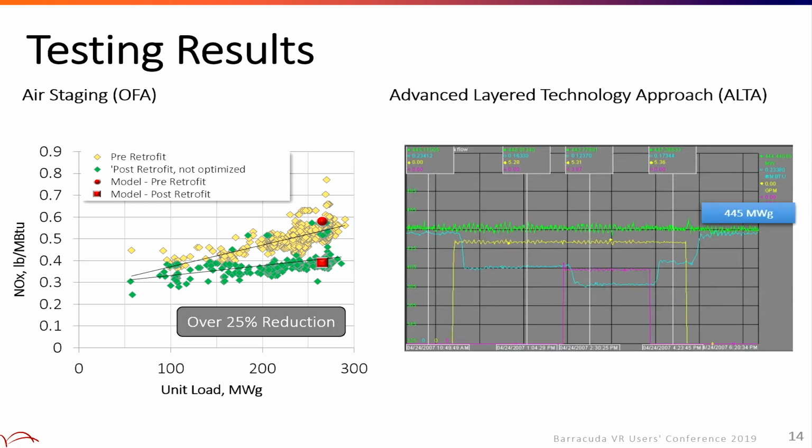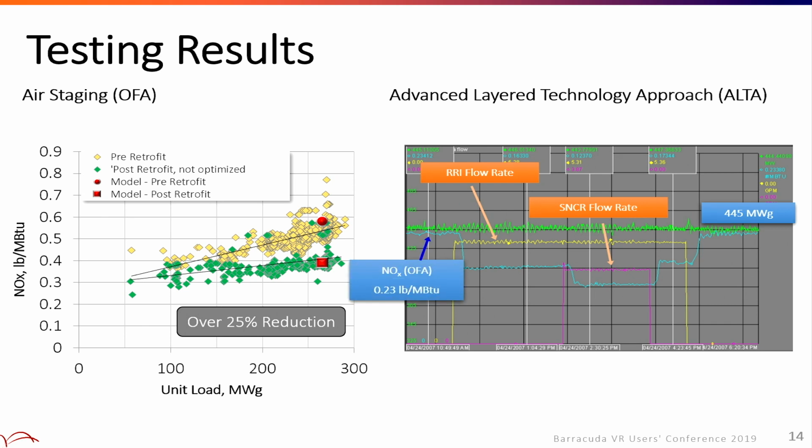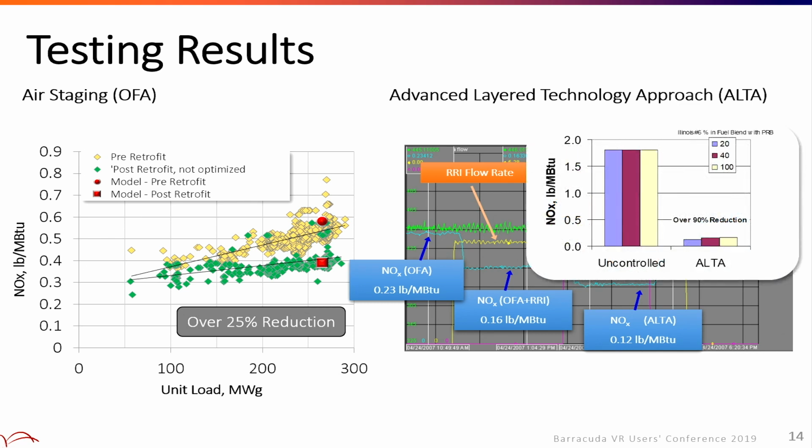Advanced layer technology, this is plant data, firing 445 megawatts gross. The loading is maintained at the same level during the testing. Here's RRI flow and SNCR flow rate at different times. Here's NOx, initially with OFA 0.23, and then with RRI 0.16. With ARTA, we could achieve 0.12. This is an overall 90% reduction from the uncontrolled NOx emissions. So this provides a good tool to optimize your control strategy.